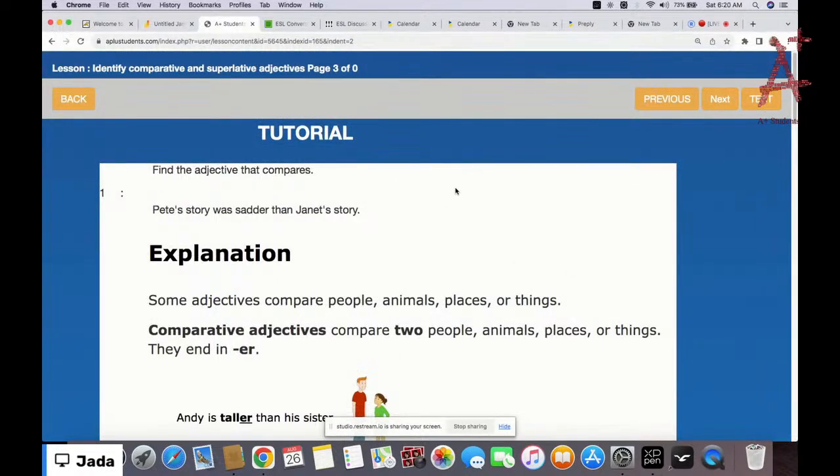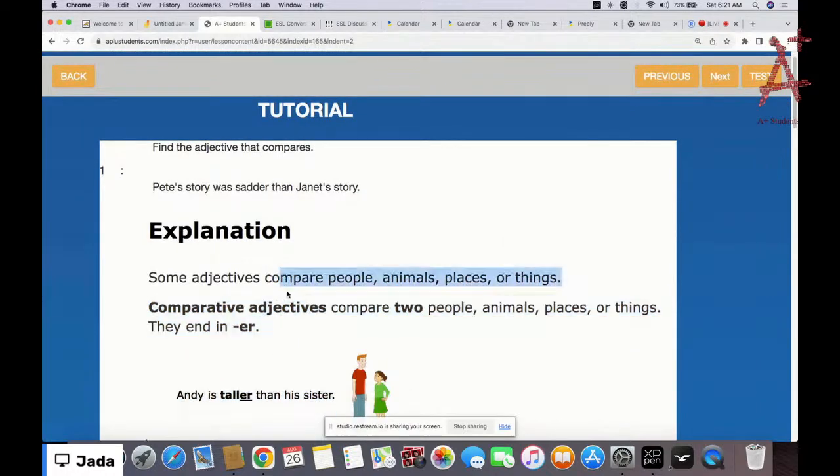Pet's story was sadder than Janet's story. When you have sadder, it is comparative. So it's between two people. If you can see, it says Pet's story and Janet's story. So Pet's story was sadder than Janet's story. So that's comparative.